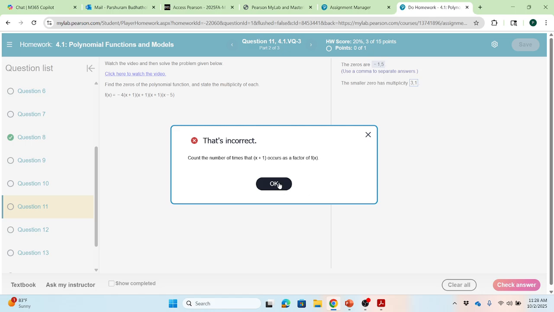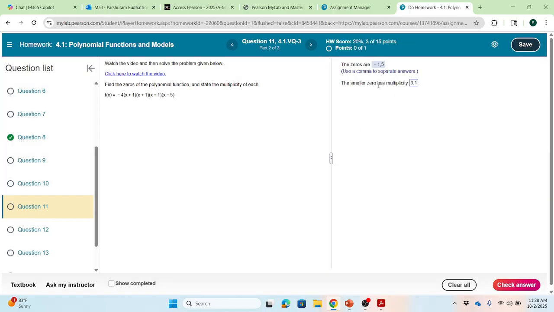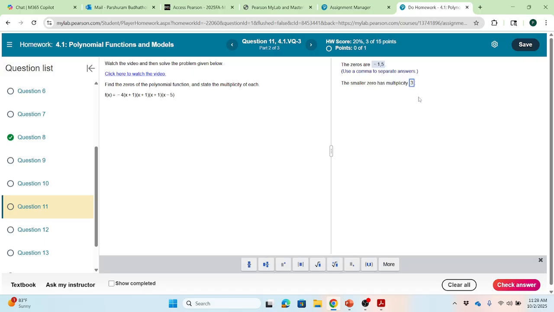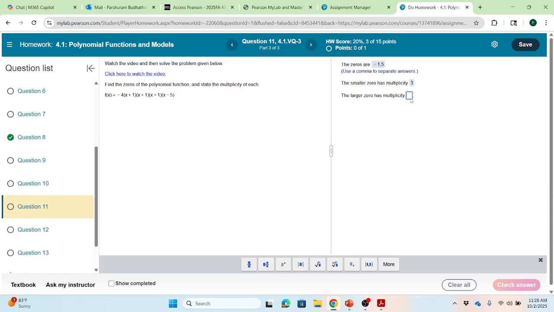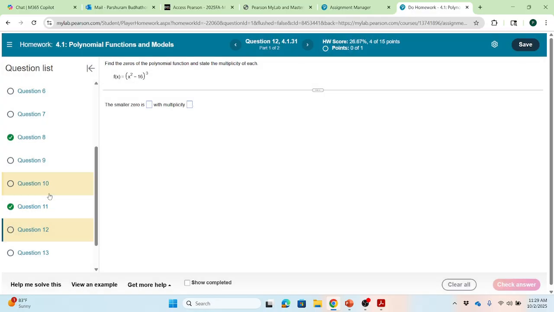What happens? Did I do something wrong? Oh, they are just asking whether the smaller zero has a multiplicity, not both of them. I just tried to be smart here. Okay, my bad. So now the larger zero has 1. That's where I have to put the answer.